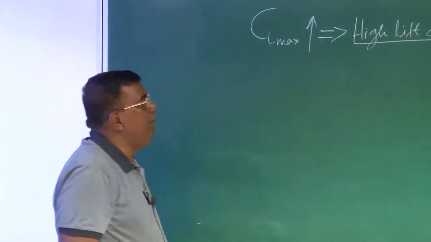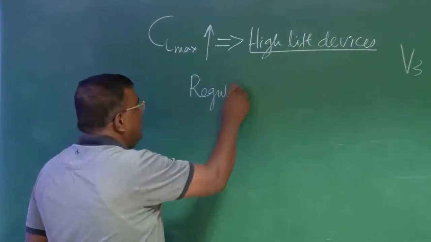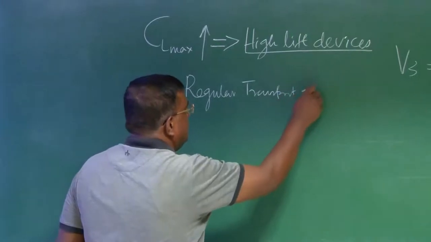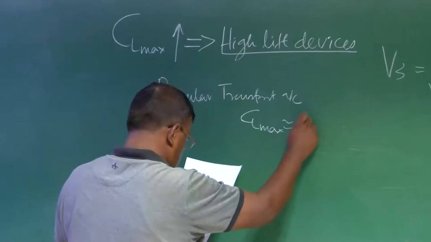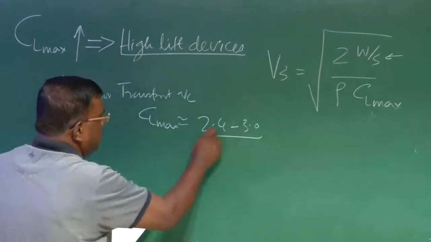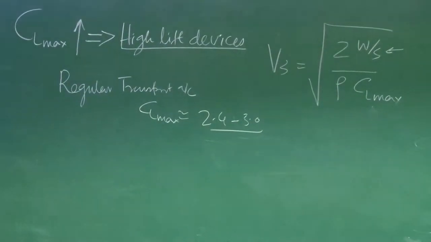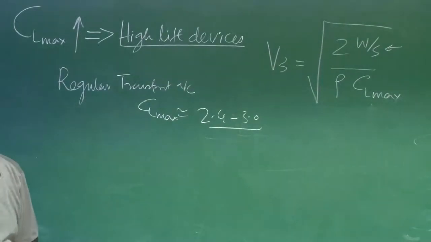Just to give you a feel for numbers, regular transport aircraft, their CLmax is of the order of around 2.4 to 3, around this. So if you are designing a regional transport aircraft, I will recommend you assume CLmax to be around 2.2 or 2.3, right? And then start calculation.